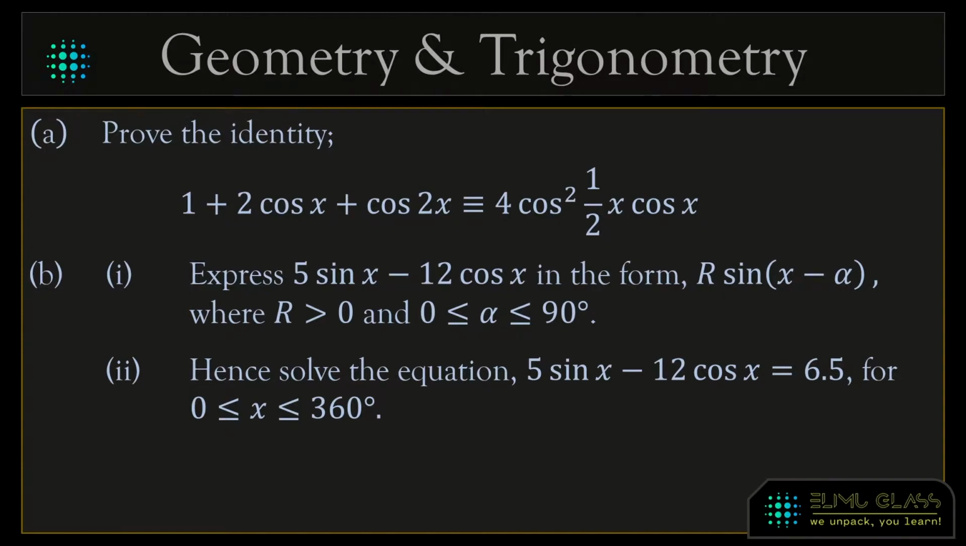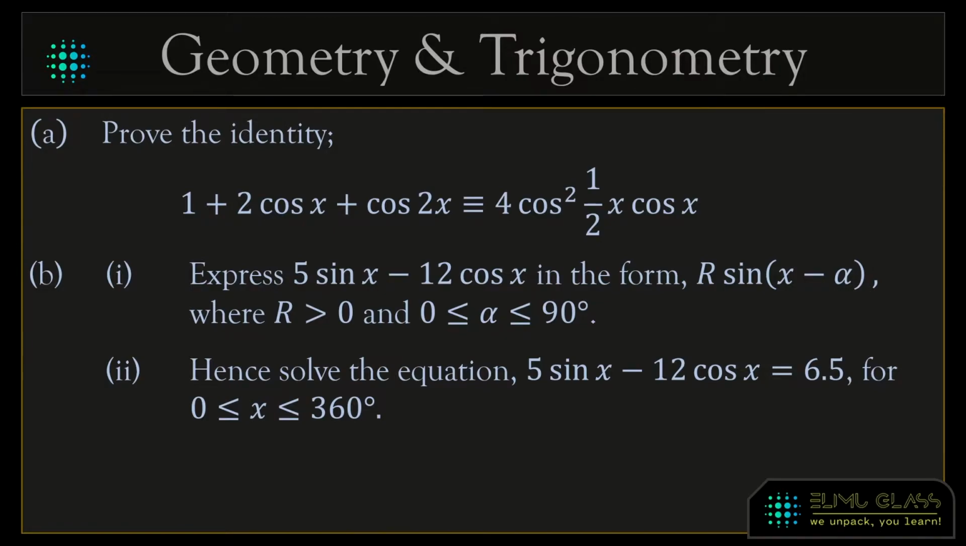Welcome back. This question is about geometry and trigonometry. All right, the first part is asking you to prove the trig identity 1 plus 2 cos x plus cos 2x, that left-hand side reduces to 4 cosine squared of half x, everything multiplied by cosine of x. So we want to prove that the left-hand side there is the same as the right-hand side.